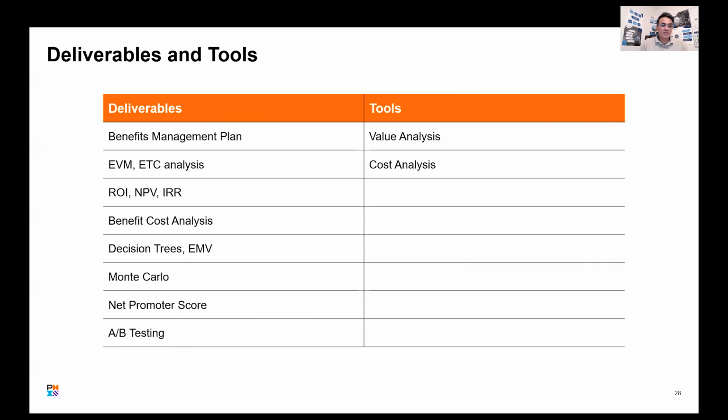NPV, net present value. What is the value of your current investment in future, right? I always take an example: if you buy a $500,000 house, what would be the value of that house in 5 years? Okay, IRR, internal rate of return. Okay, I don't remember the definition for that.